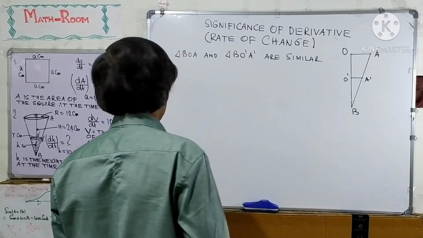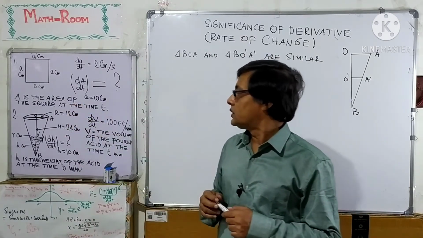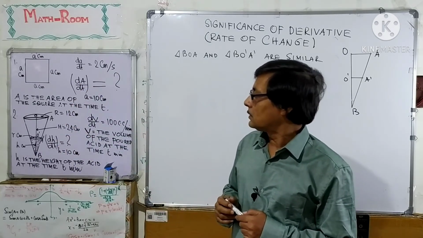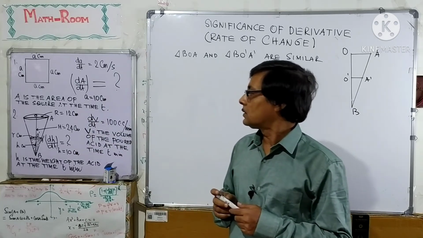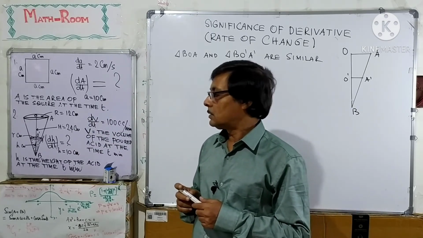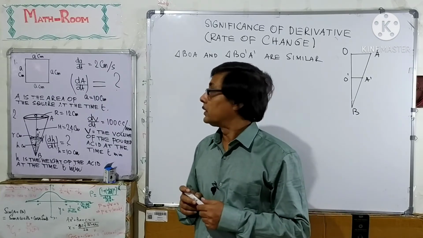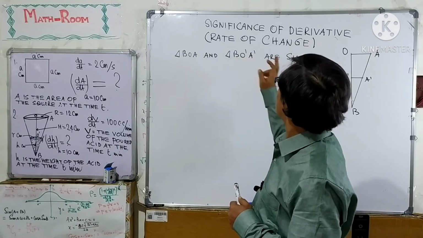Here also we can get two similar triangles. If we take a vertical cross section through the vertex of the conical pot, we can get two triangles BOA and BO'A'.